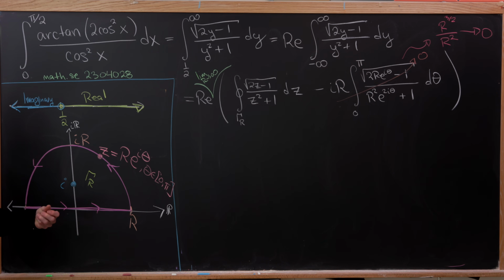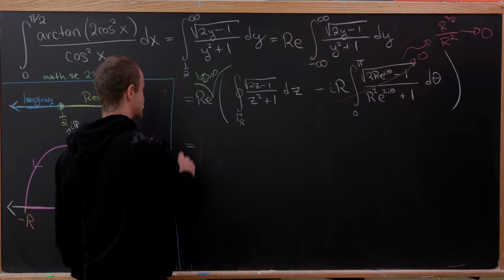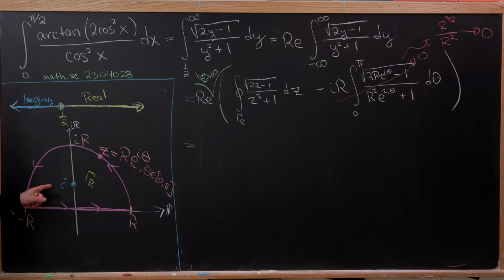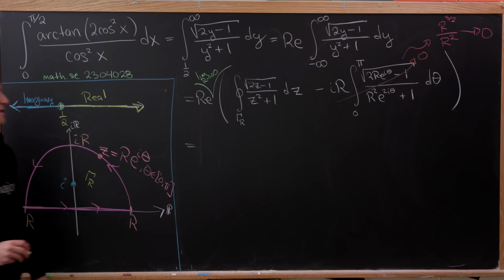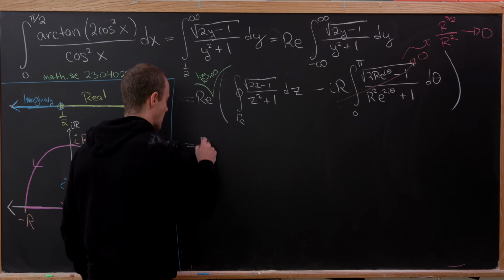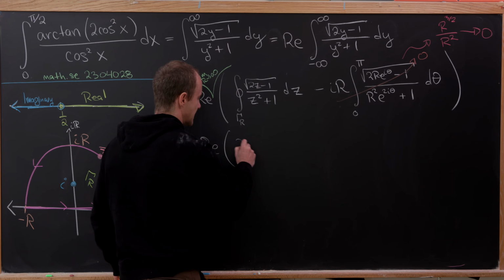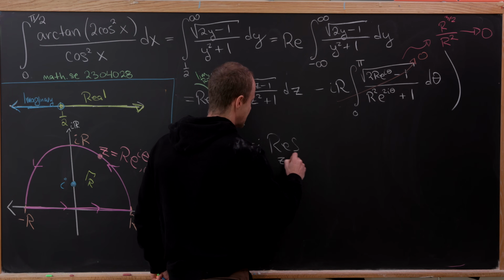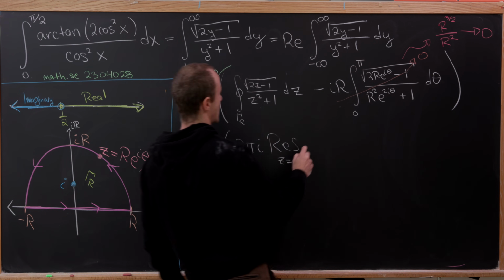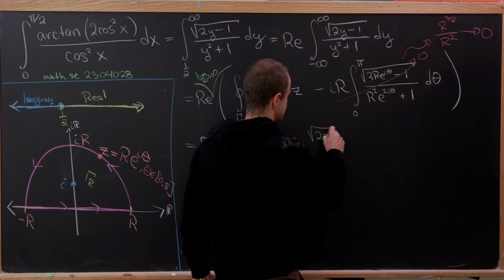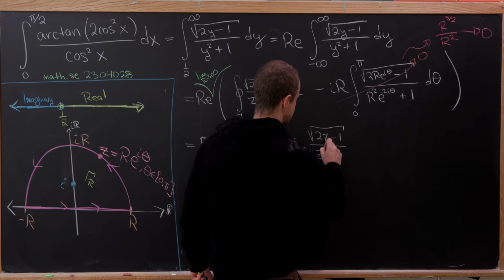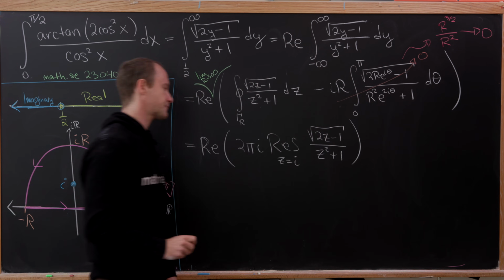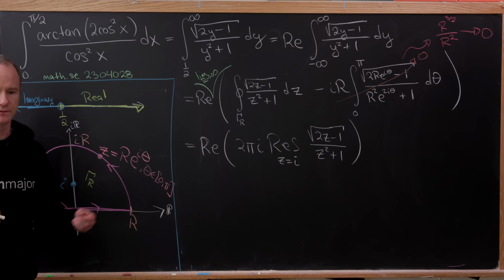And now here's where we're going to use the Cauchy integral formula in order to evaluate this contour integral in terms of the residue at this pole. So this is going to be the real part, so we can bring that down. And then 2 pi i times the residue at z equals i, that's this pole here, of our function, root z times (2z minus 1) over (z squared plus 1). Okay, so that last equality comes from, like I said, the Cauchy integral formula.